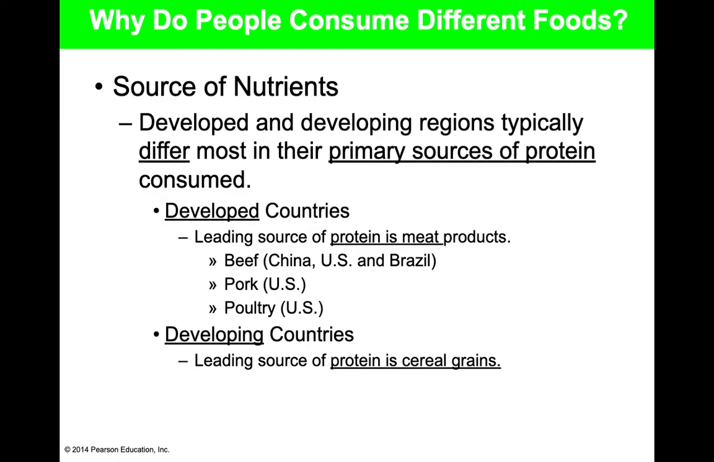Looking at meat consumption, it is high in China, the U.S., and Brazil. China is the largest meat producer in the world, followed by the United States, then Brazil. Pork and poultry are still led by the United States.